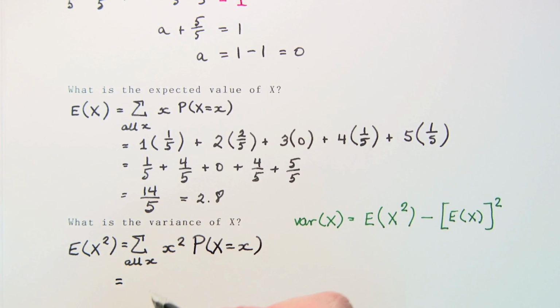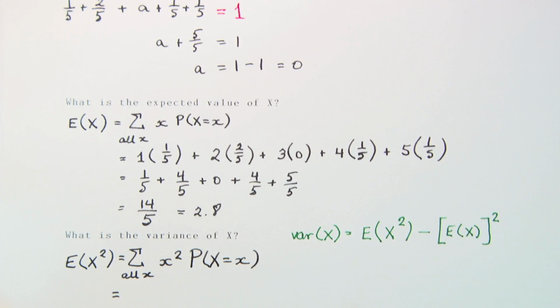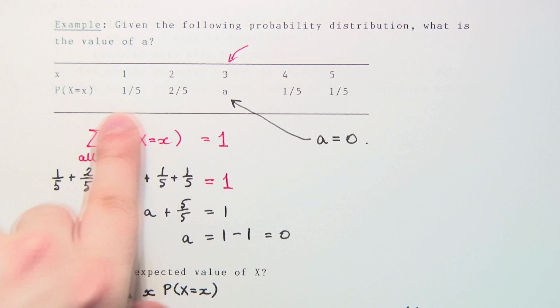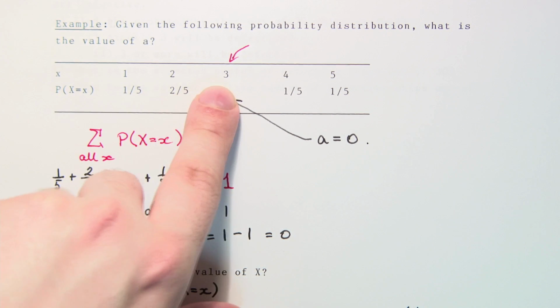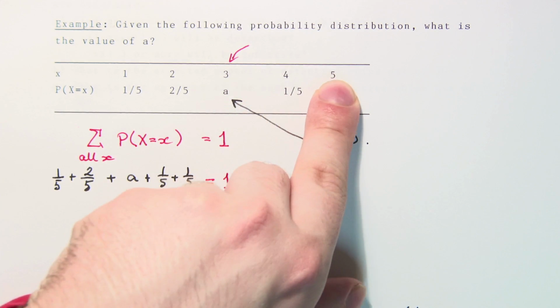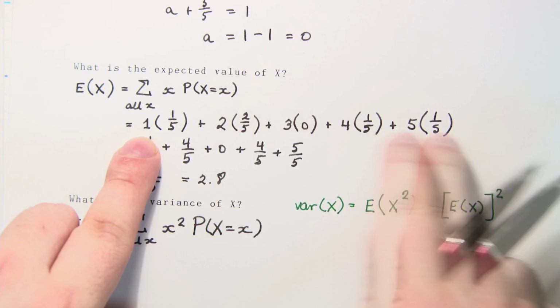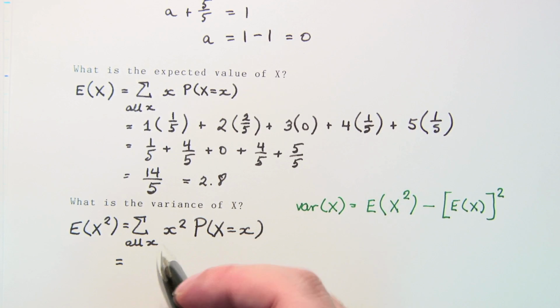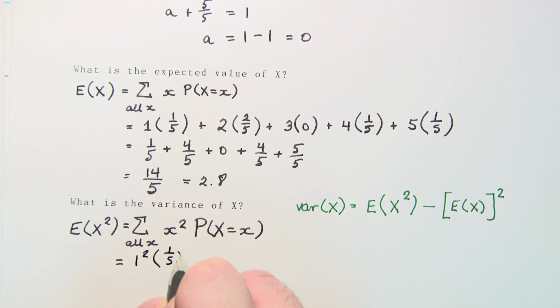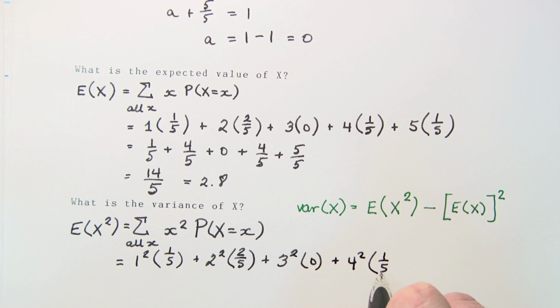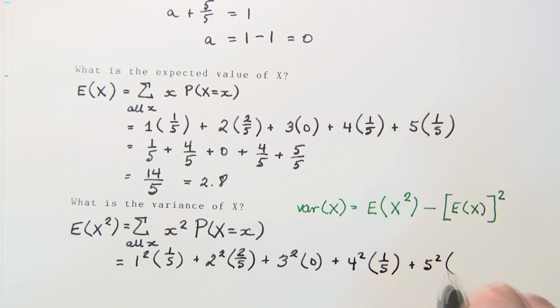Again, I'm going to square these values. So 1 squared multiplied by 1/5, 2 squared multiplied by 2/5, 3 squared multiplied by 0, 4 squared multiplied by 1/5, 5 squared multiplied by 1/5. So what I'm going to basically do is take this line right here and then just add those squares on that. So 1 squared multiplied by 1/5 plus 2 squared 2/5 plus 3 squared multiplied by 0 plus 4 squared multiplied by 1/5 and 5 squared multiplied by 1/5.